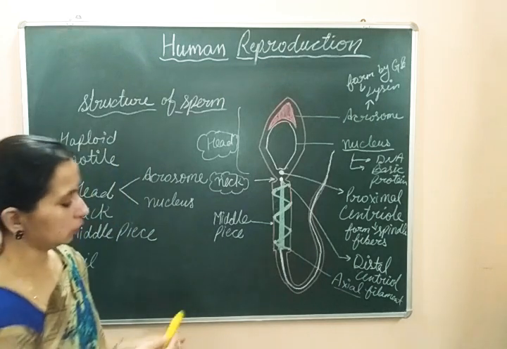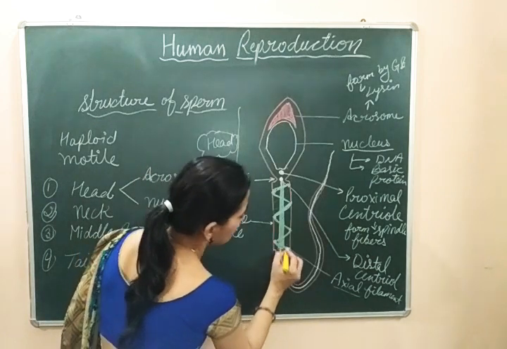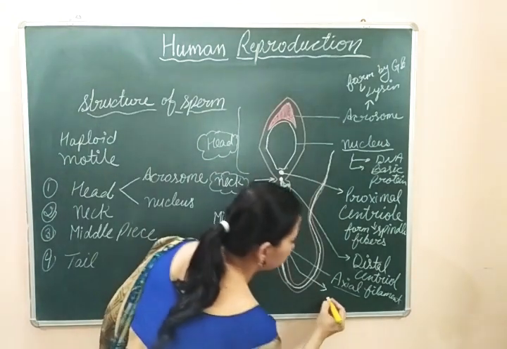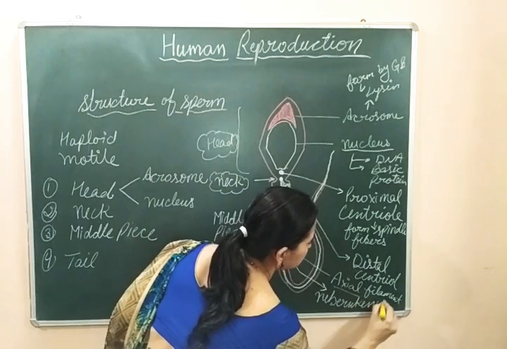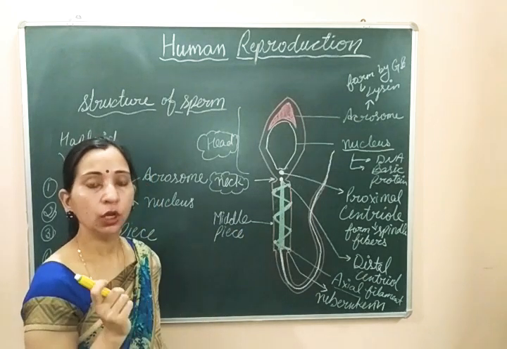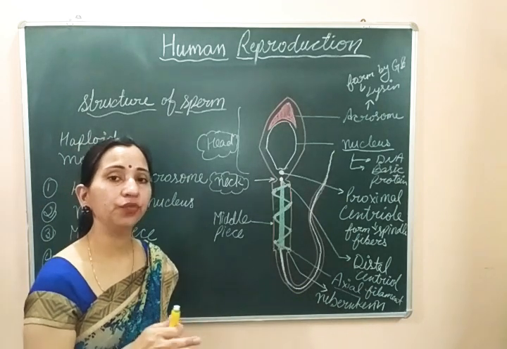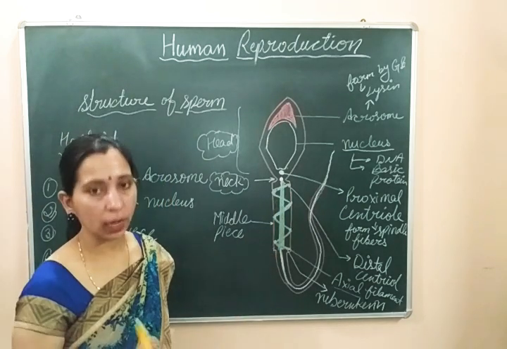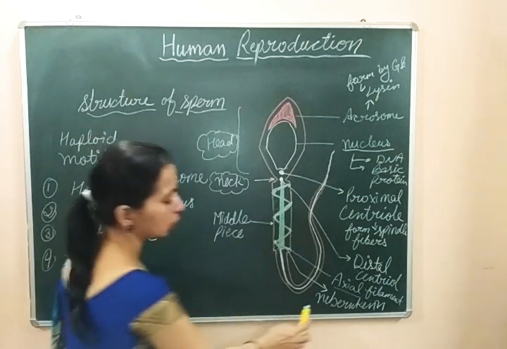This is the middle piece, and this structure is made up of mitochondria. This is the spiral sheet of the mitochondria, and, as we already discussed, the name of this sheet is Nebenkern. This mitochondrial sheet is responsible to provide energy for the swimming or for the motility. क्योंकि sperm को move करना है, it has to move into the female reproductive tract so that it can reach the egg for fertilization, and for that it requires energy. This energy is provided by the mitochondria, which are present in the form of the spiral sheet named Nebenkern.